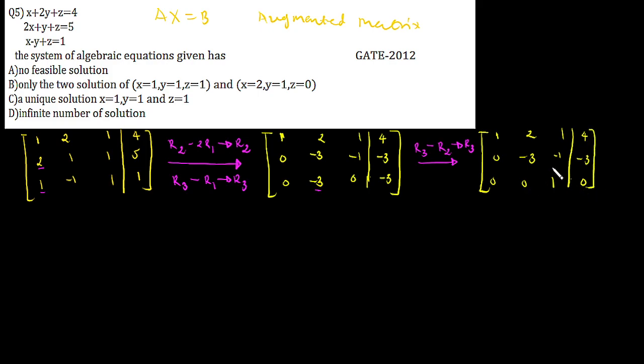Now you can see the system is consistent and it has a unique solution, because the rank of the coefficient matrix and the augmented matrix are exactly identical, which is 3, and which is exactly the same as the number of unknowns. Here the number of unknowns is 3 in terms of x, y and z. Now we have to find the values also. So now let's back substitute from here.